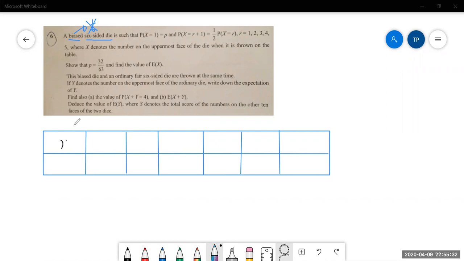Okay, so we have x, in which x is equal to the score of the die. This is the probability of x equals small x. So we have 1, 2, 3, 4, 5, 6. The probability of x equals 1 is p. Correct? Over here, the probability of x equals 2 is what? This one we have a formula.